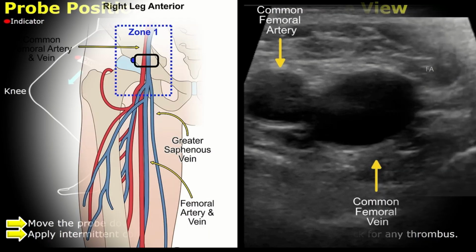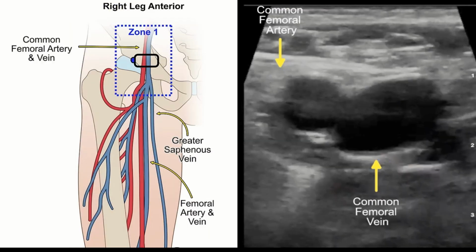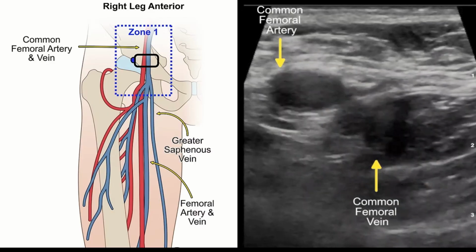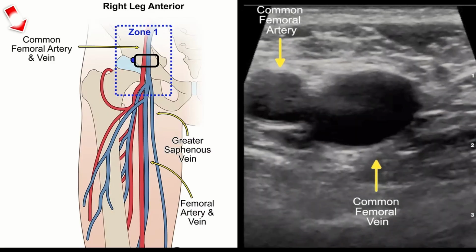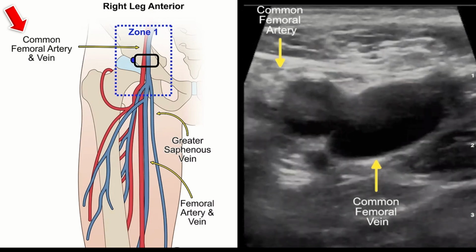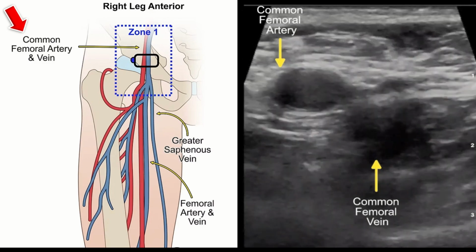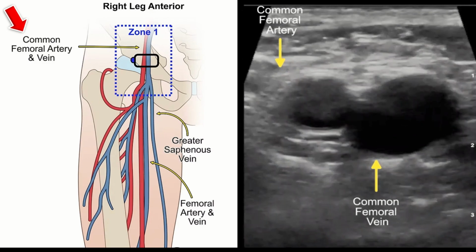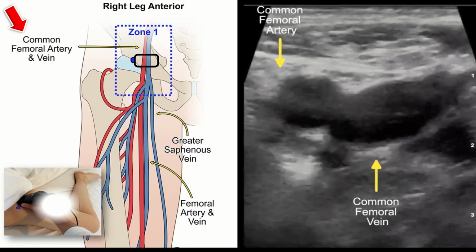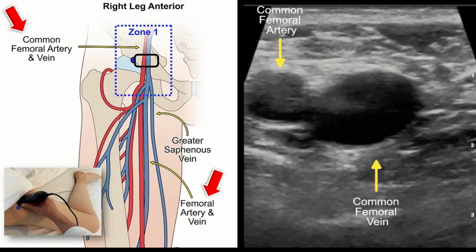The external iliac artery and vein travel down the leg and change names to common femoral artery and vein after crossing the inguinal ligament. Starting as high as you can get in the inguinal crease, identify the common femoral vessels. They are usually large and running parallel. Artery will be lateral, vein medial.